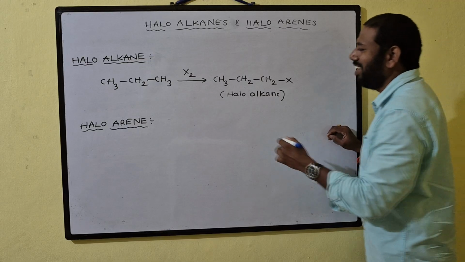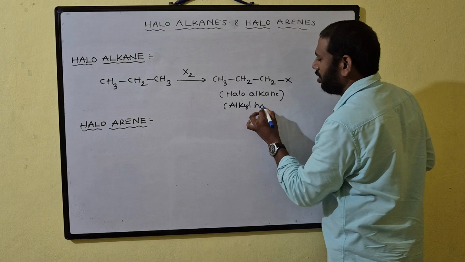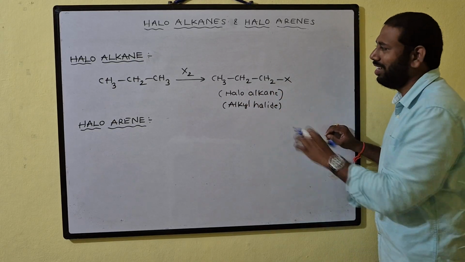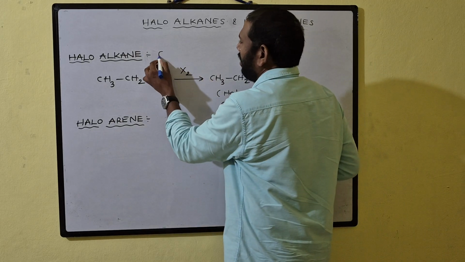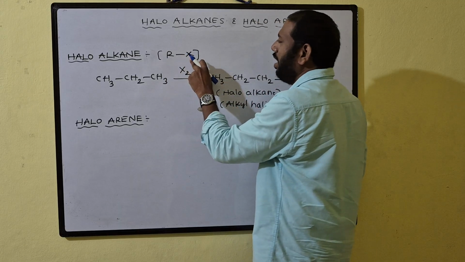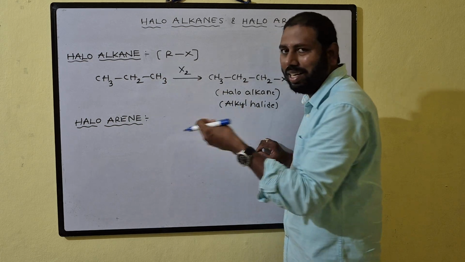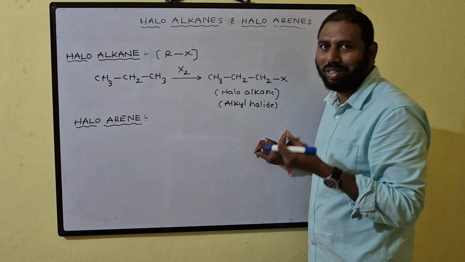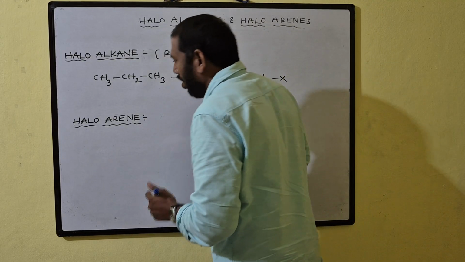Haloalkanes are also called alkyl halides, because it is an alkyl group and a halide group. Haloalkanes are generally represented with RX, because it is an alkyl group, it is a halide group, alkyl halide. So we can use any alkyl group, methyl, ethyl, propyl, butyl, and we can use any halogen, fluorine, chlorine, bromine, iodine, like that. Now coming to haloarenes.